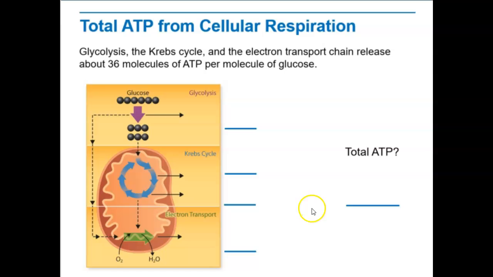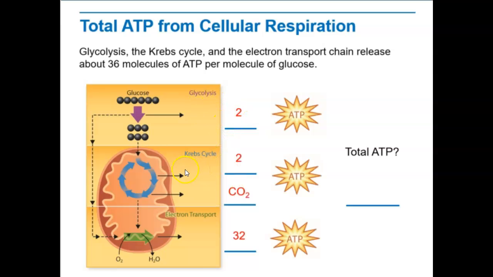So what is our net? Glycolysis, the Krebs cycle, and electron transport chain release about 36 molecules of ATP per molecule of glucose. So we have 2 in glycolysis, we have 2 in the Krebs cycle, and approximately 32 in the electron transport chain. That number varies. So you'll see a variety of numbers, but the average is about 32. So that's the number we're going to go with.